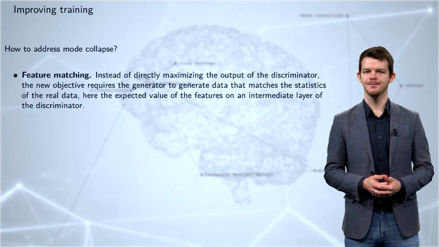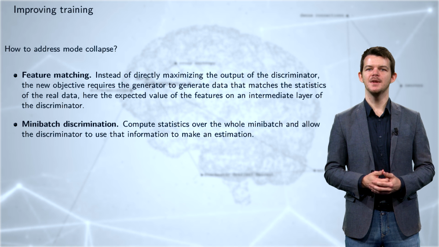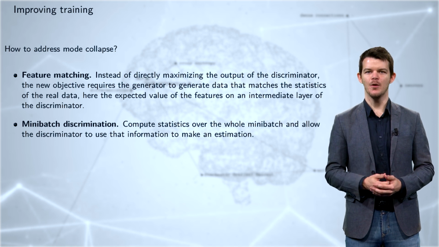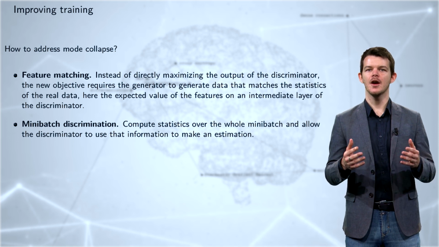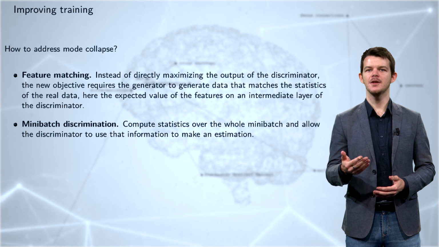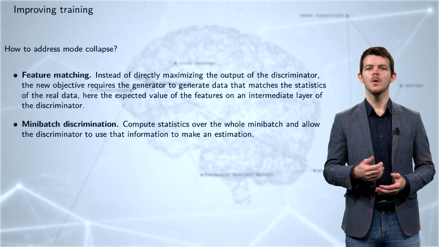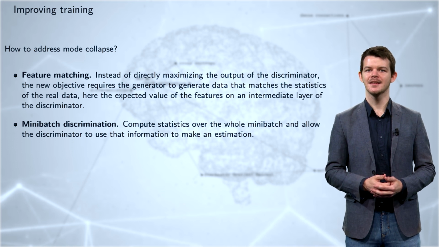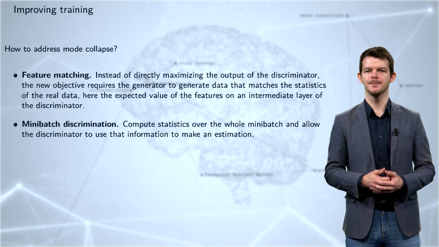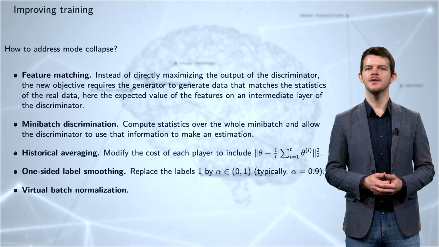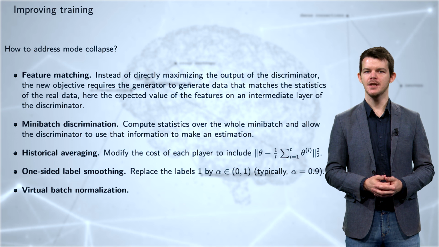You can also use mini-batch discrimination, that is, computing statistics over the whole mini-batch and allowing the discriminator to use that information to make an estimation. Since the discriminator is able to use this information, it will force the generator to produce data whose statistics match the statistics inside the mini-batch composed of the true data. You can also use various techniques such as historical averaging, one-sided label smoothing, and virtual batch normalization. You can see all these techniques in the paper on the previous slide.